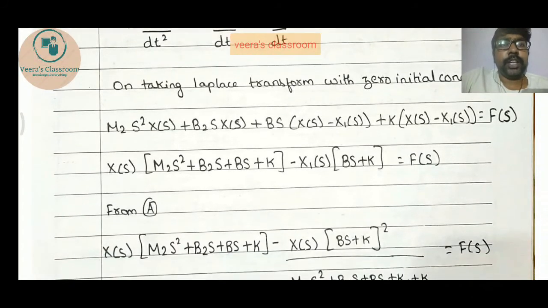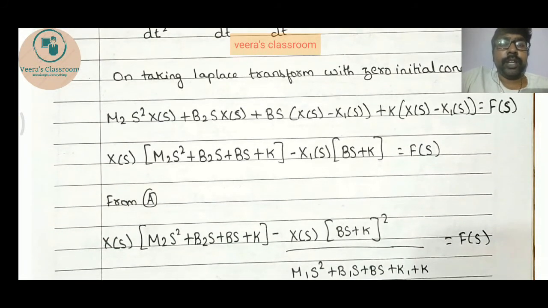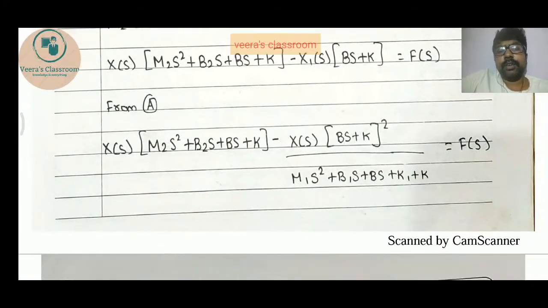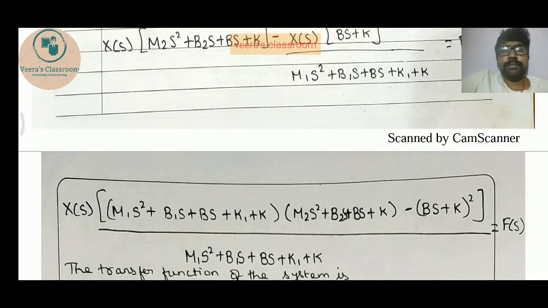Our objective is to eliminate X1(s). So from A, substitute the value instead of this X1(s). The terms get bigger. We can take capital X(s) as common, and we have to take the LCM. So the term will become X(s) into [(m1 s² + b1 s + bs + k1 + k)(m2 s² + b2 s + bs + k) minus (bs + k)²] divided by (m1 s² + b1 s + bs + k1 + k) equal to F(s).